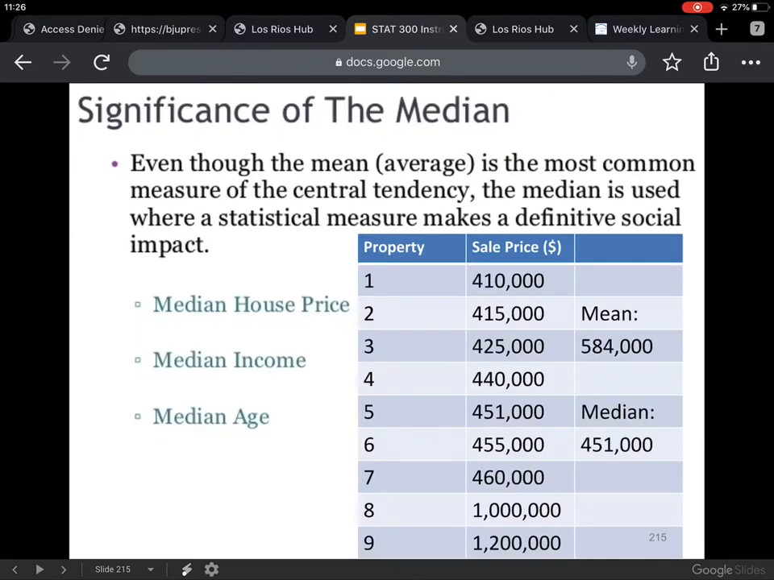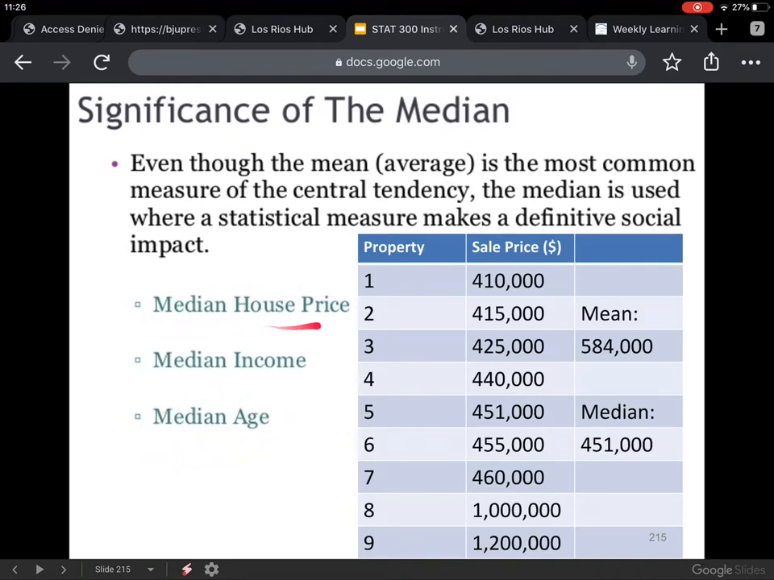Significance of the median. Even though the mean, the average, is the most common measure for the central tendency, the median is used where a statistical measure makes a definitive social impact. And there are a lot of different places where we use median: the median house price, the median income, the median age, because there are outliers, right? There are billionaires, there are people that are really old or really young.